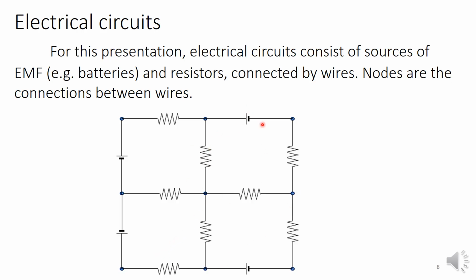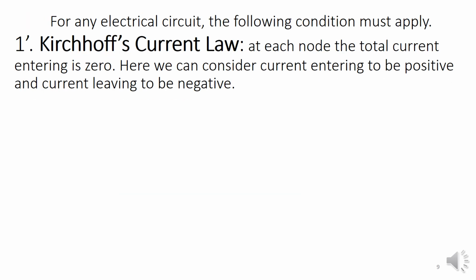And in this case, you have batteries here, here, here, here, and on the branches there are resistors. For any electrical circuit, the following condition must apply. We call this Kirchhoff's current law. At each node, the total current entering is 0.